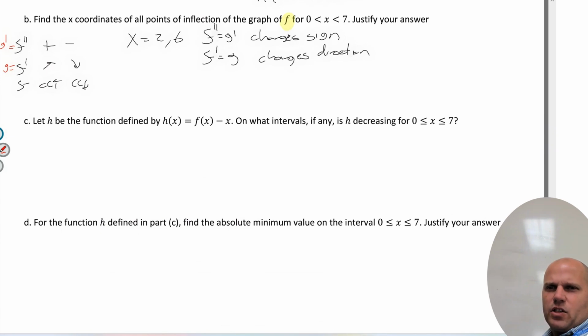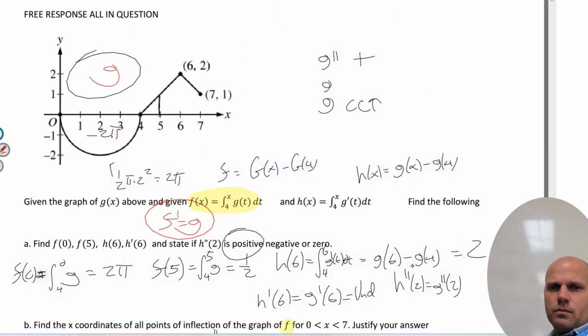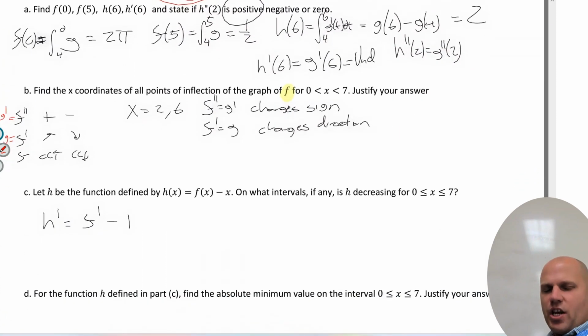Let h be the function defined by h of x equals f of x minus x. On which intervals, if any, is h decreasing? Well, h will decrease when h prime, which is equal to f prime minus 1, is negative. Wait, f prime is equal to g. I remember this was on a free response question. It's a great question. Well, f prime is equal to g. So I wonder when g minus 1 is negative.